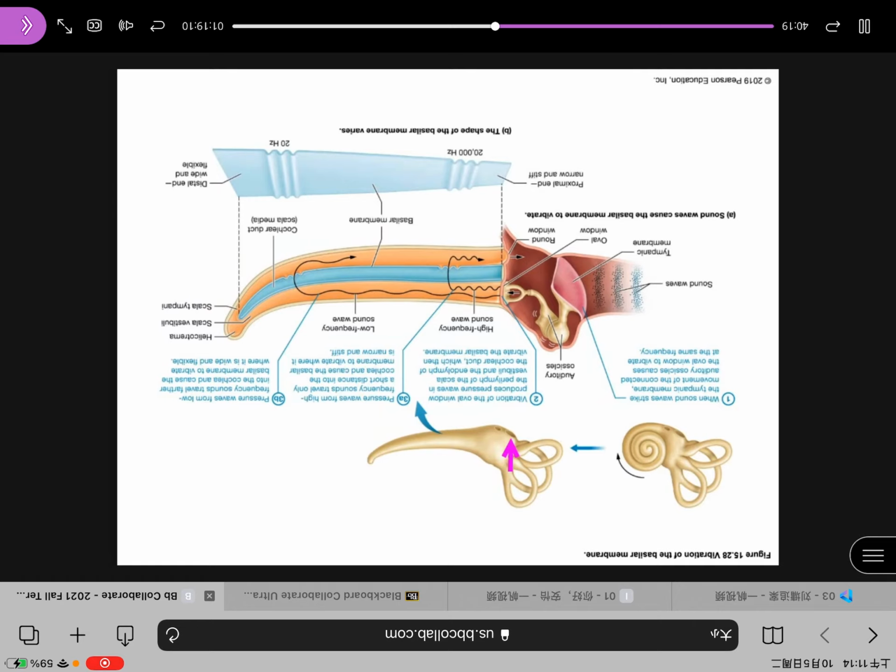Nobody likes to play with rocks in a pond? Like to skip them? Okay, so good. So that kind of makes little ripples here, just like it does here with this fluid. So the orange colored fluid that you see here is a representation of the perilymph within your bony labyrinth.